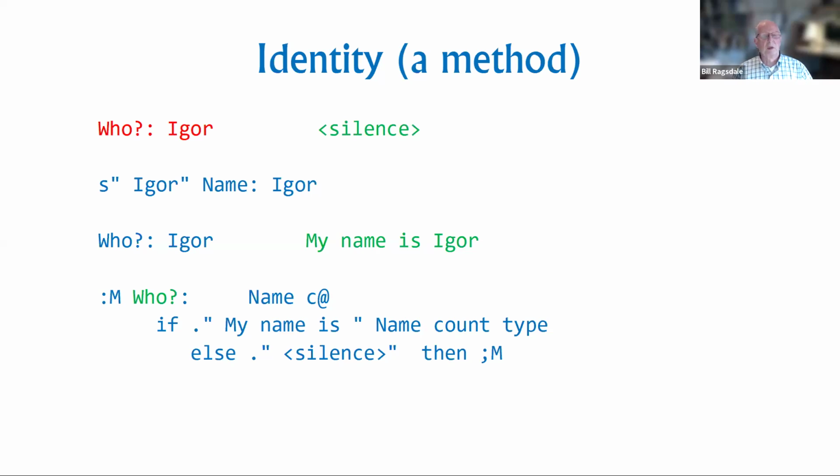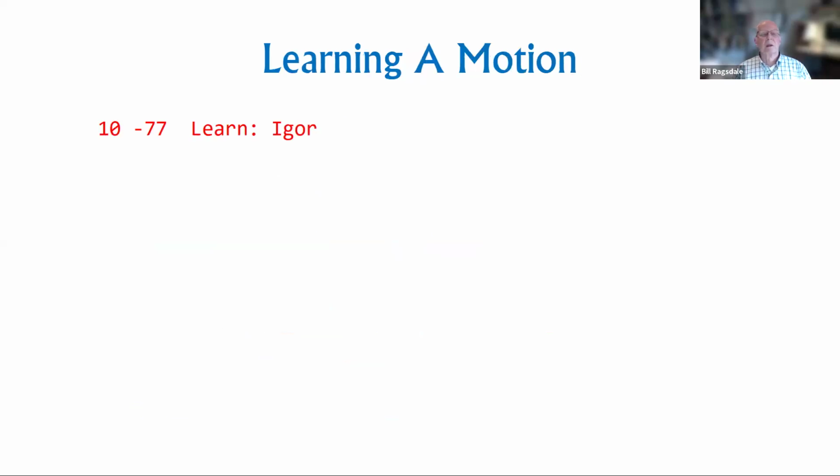So learning the name and speaking name is very straightforward. Learning the name is even simpler. In this case, we see the :M name. This is passed the string from that .s. We've got the string of Igor. Name generates the storage area, and place puts that string in the storage area. So there we have how Igor learned his name. Now we're going to teach Igor a motion.